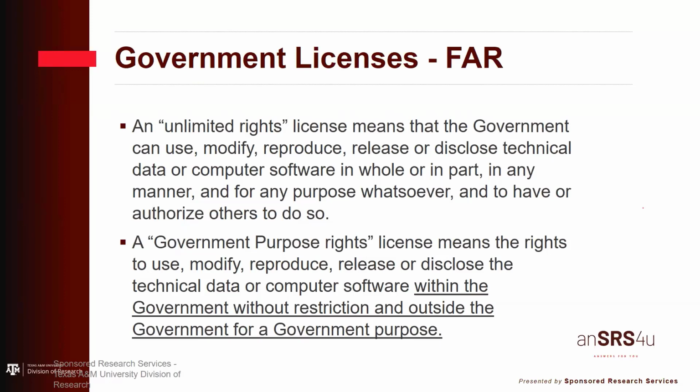And we're happy to give that. There are some times where we may be bringing in, for instance, some software that we've developed ahead of time, and we don't want them to be able to use it for any purpose whatsoever. So we can actually modify these rights. One of the modifications is what's called government purpose rights. That's a license where we say, yes, you can use, modify, reproduce, release, and disclose the technical data or computer software just within the government without restriction, and outside the government, but just for a government purpose. That's one of the levels that we can do.